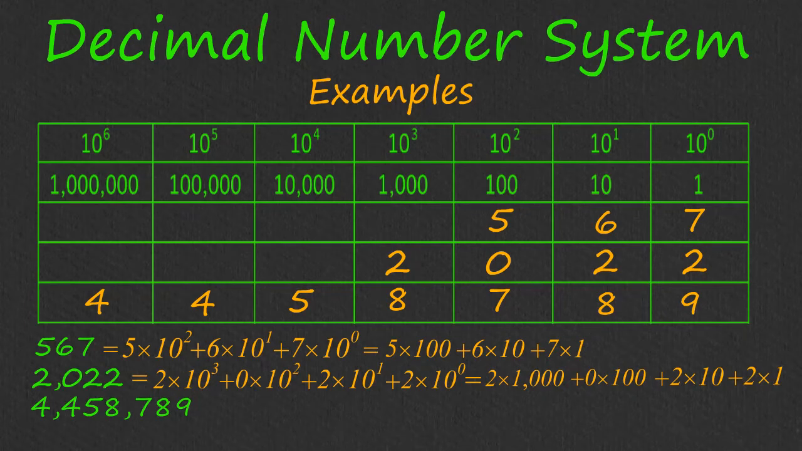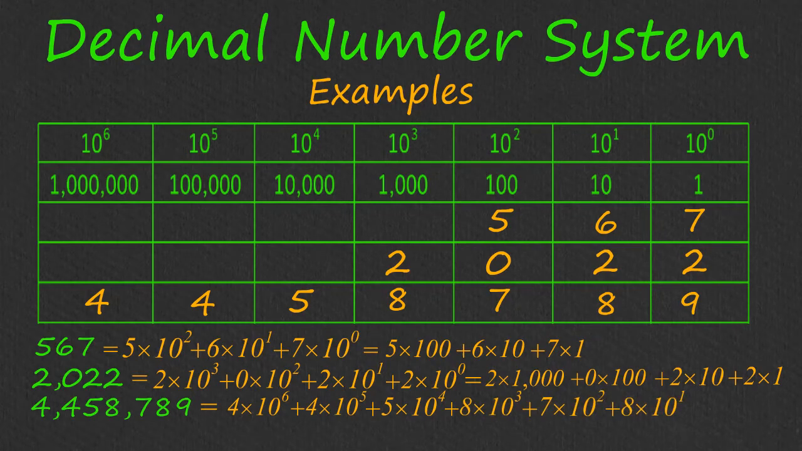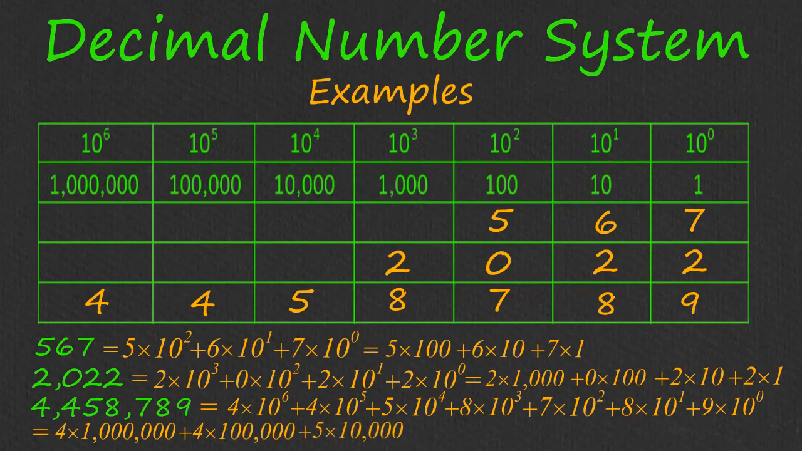And the last one, 4,458,789 is equal to 4 times 10 to the 6th plus 4 times 10 to the 5 plus 5 times 10 to the 4 plus 8 times 10 to the cubed plus 7 times 10 squared plus 8 times 10 to the 1 plus 9 times 10 to the 0, or equivalently 4 times 1 million plus 4 times 100,000 plus 5 times 10,000 plus 8 times 1,000 plus 7 times 100 plus 8 times 10 plus 9 times 1.